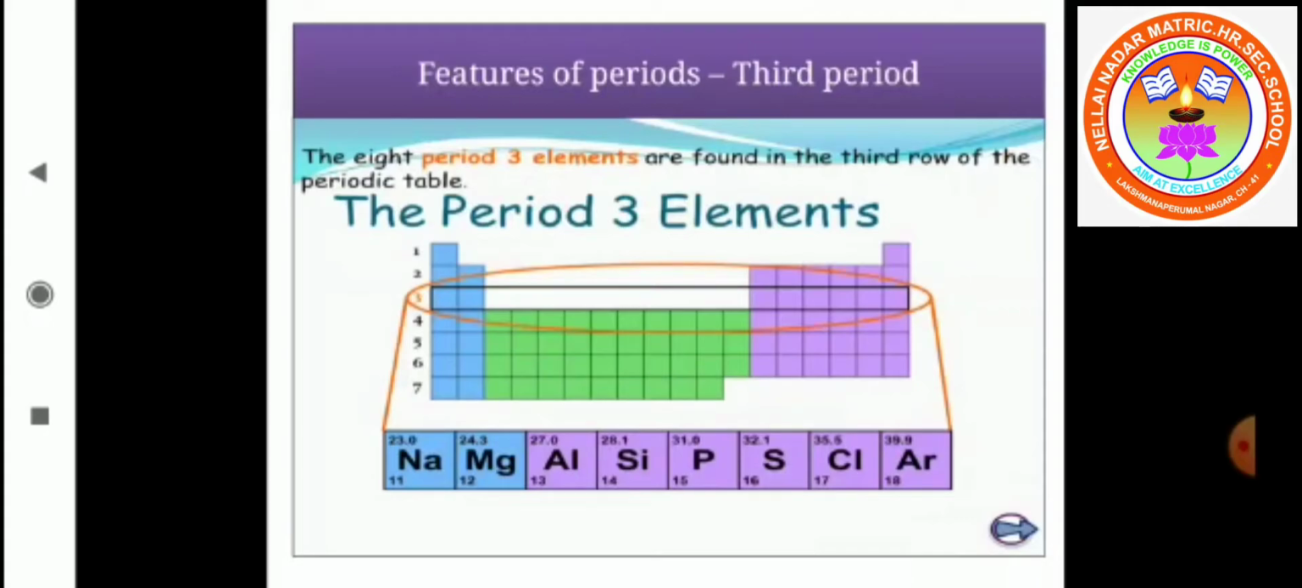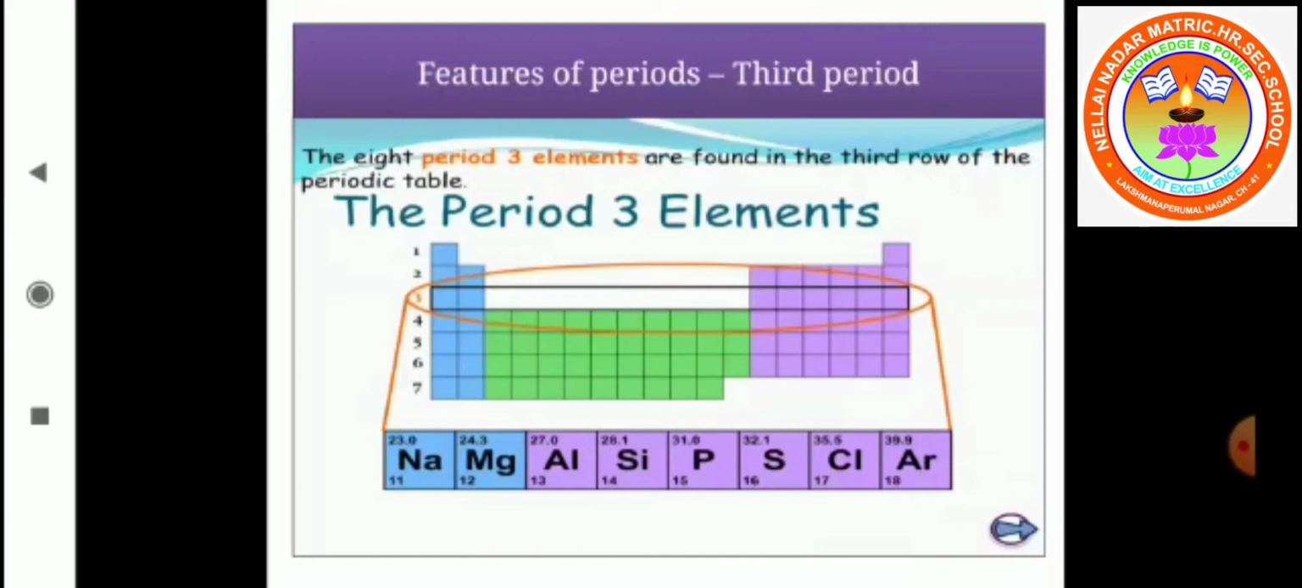Coming to the third period of the modern periodic table, the third row consists of 8 elements. They are sodium, magnesium, aluminium, silicon, phosphorus, sulfur, chlorine and argon.